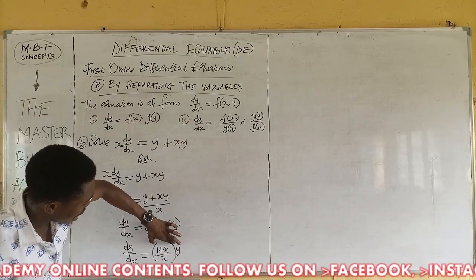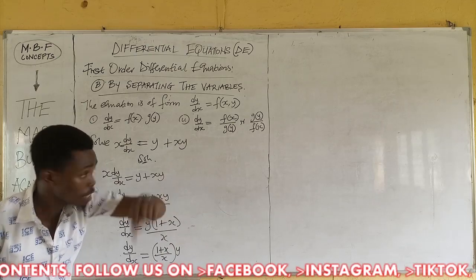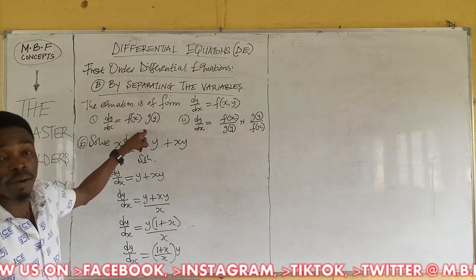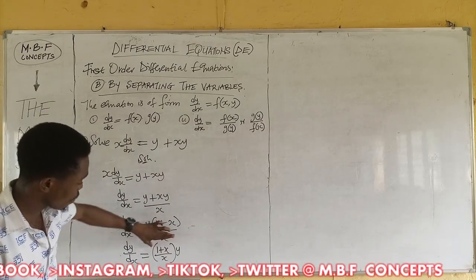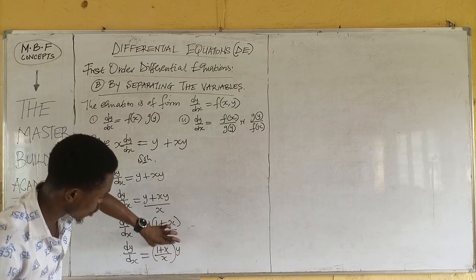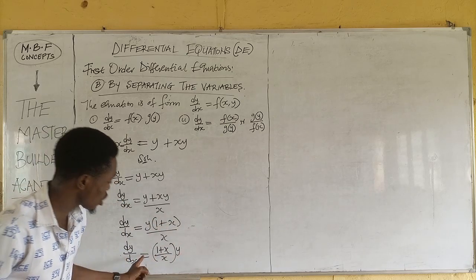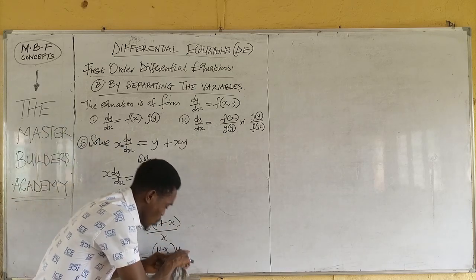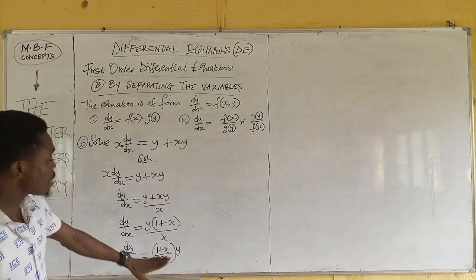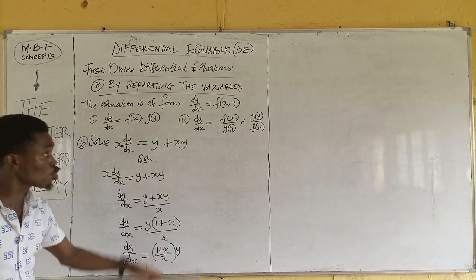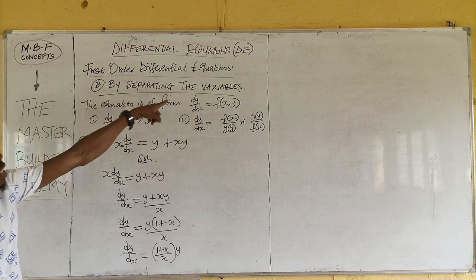So when we look at this now, the relationship between the function of x, everything inside this bracket, and this y is multiplication. That makes this question one to be solved with separation of variables.